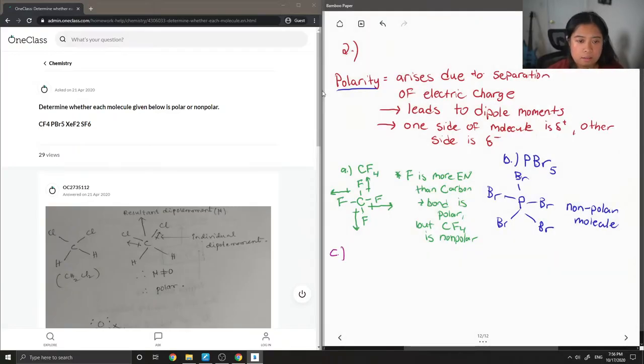Okay, let's look at the third one. Xenon F2. So here, there's gonna be some lone pairs involved. But if I draw out the fluorines, they still cancel each other out like this. So this molecule is also nonpolar.